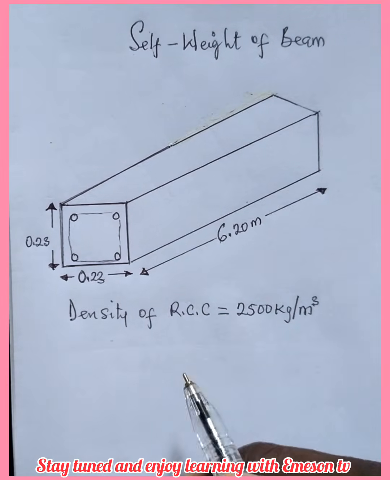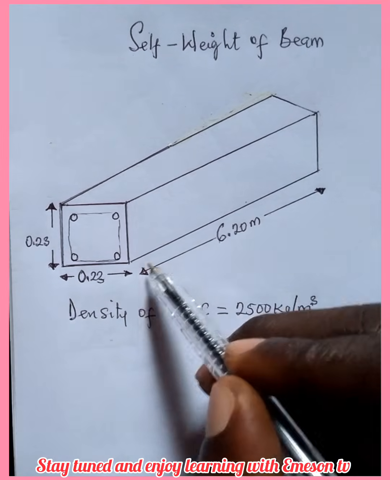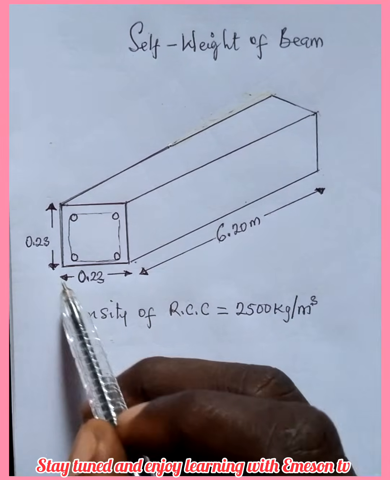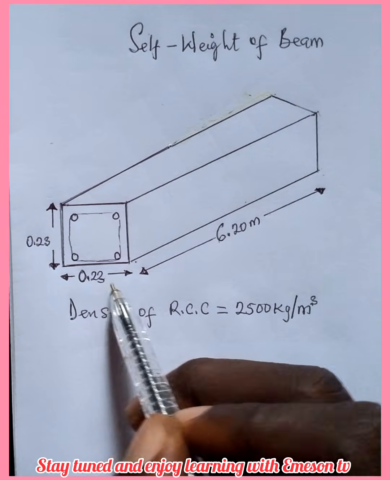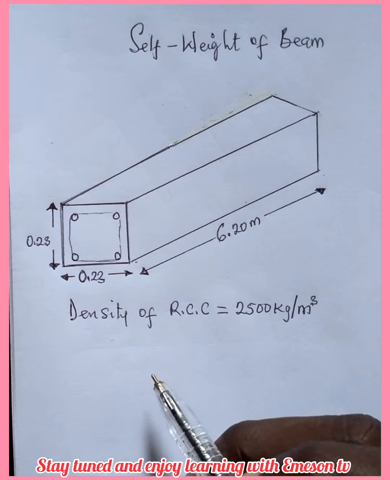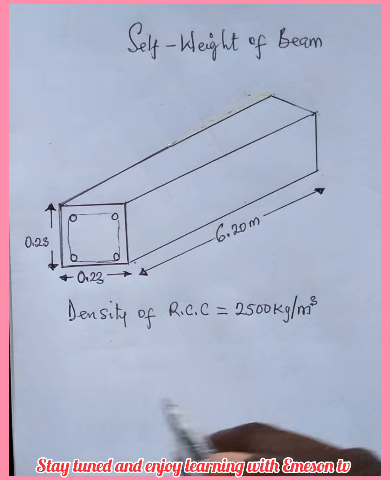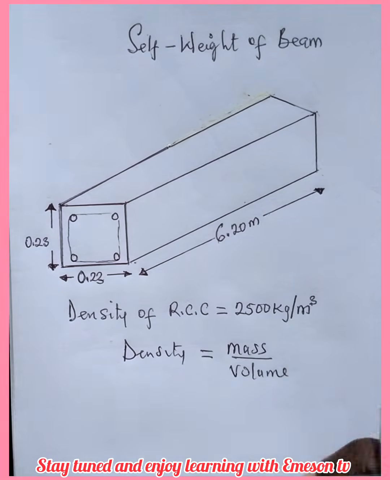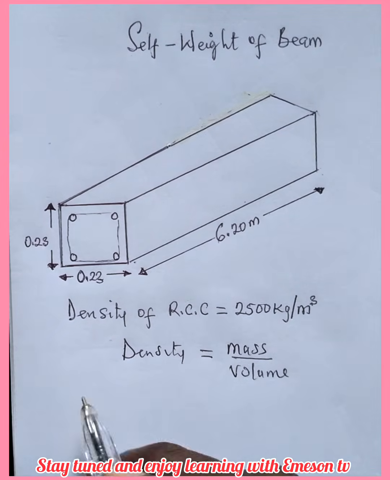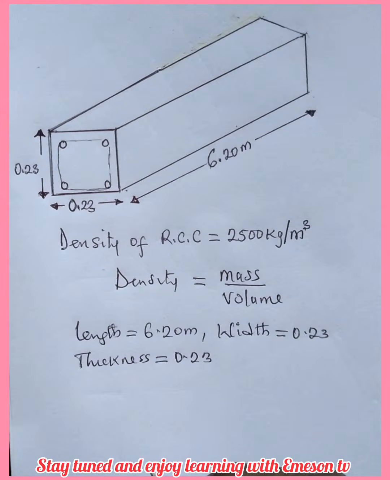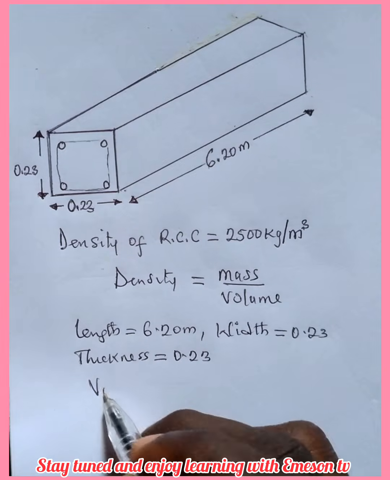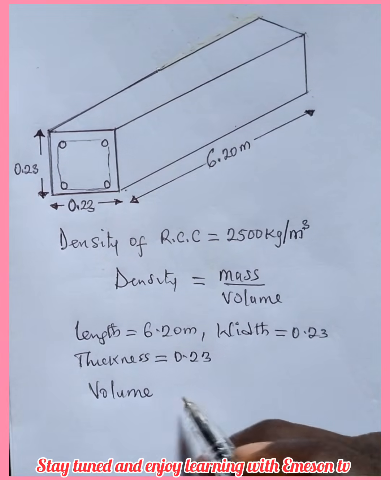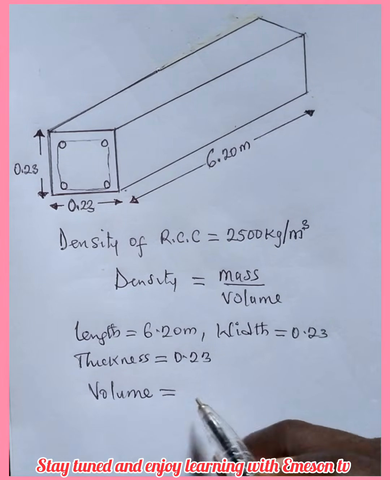So let's see how we can determine the weight of this beam, knowing that the length of this beam is 6.2, the width is 0.23, and the thickness is 0.23. So what you need to do is this. Remember that density itself is mass over volume. So first of all, let's know what is the volume of this beam.